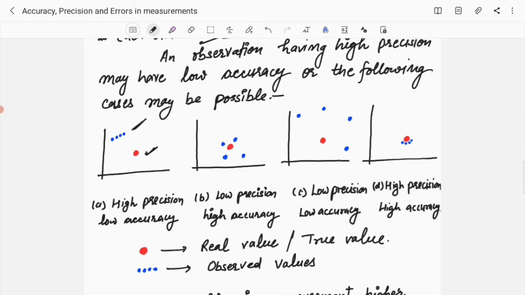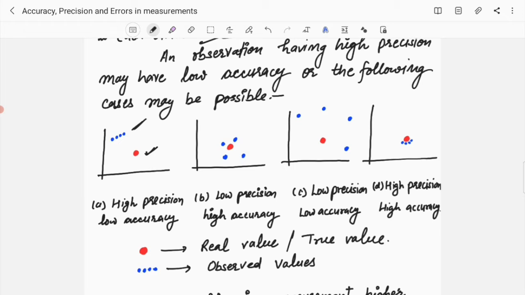तो ये हाई प्रिसीजन को शो कर रही हैं, but they are very much far away from the true value. So what we can say, they are showing low accuracy. So this is the case of high precision in the measurement with low accuracy.